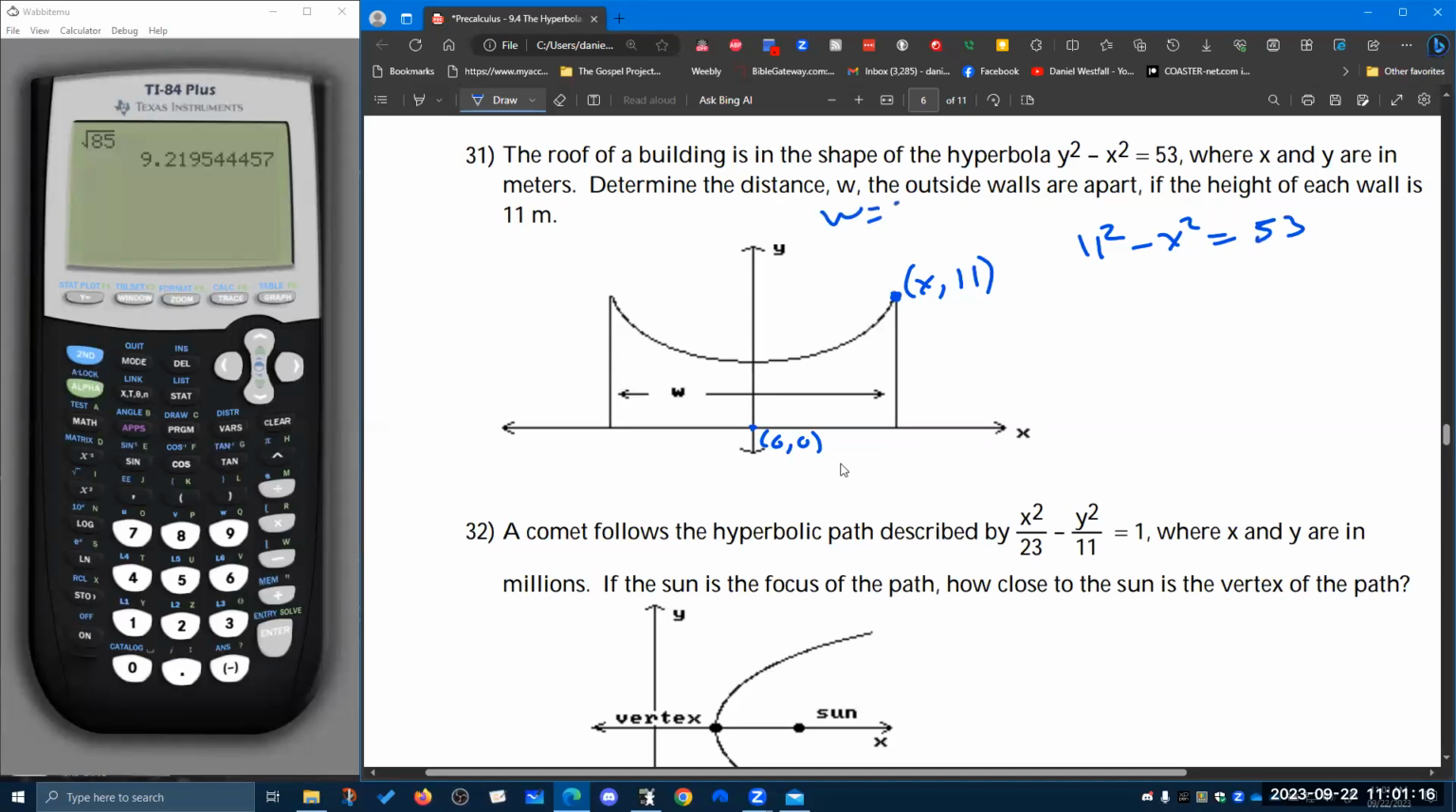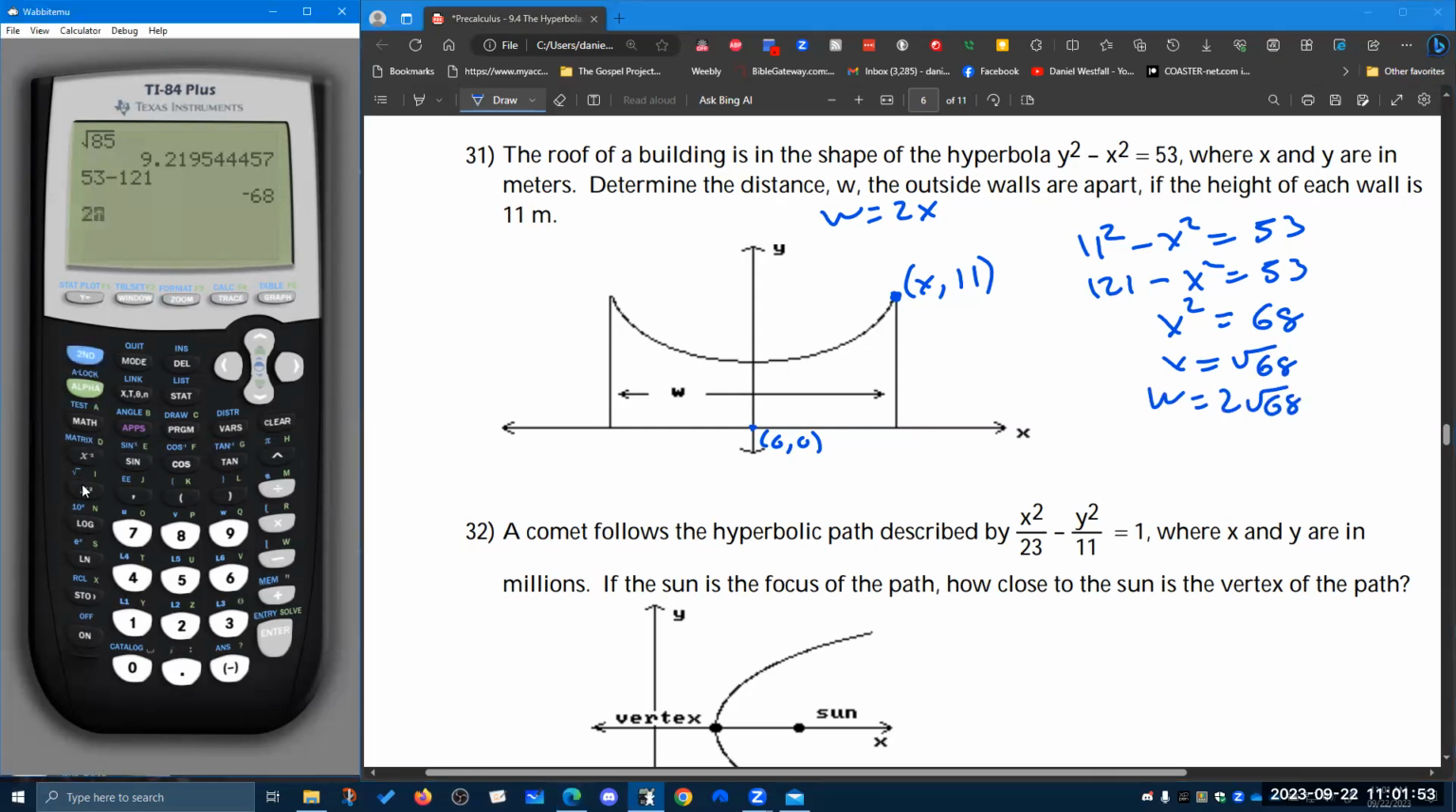W is going to be 2x. So 121 minus x squared equals 53. 53 minus 121 is negative 68, so x squared equals 68. x equals the square root of 68, and W equals 2 root 68. It's going to be about 16.5 meters.